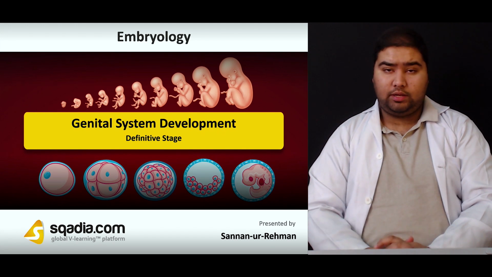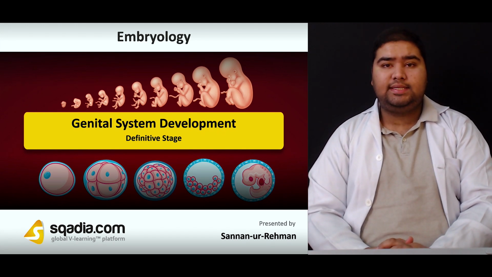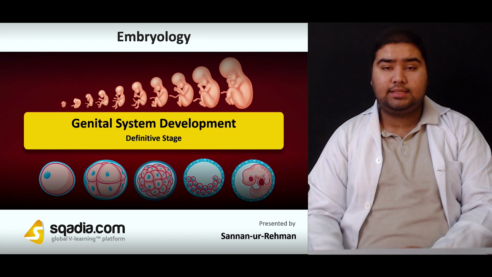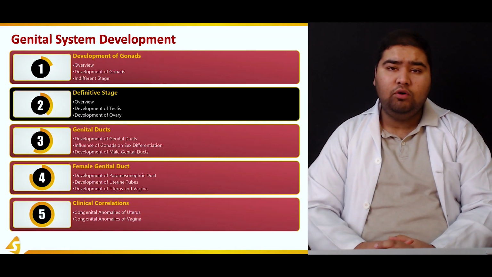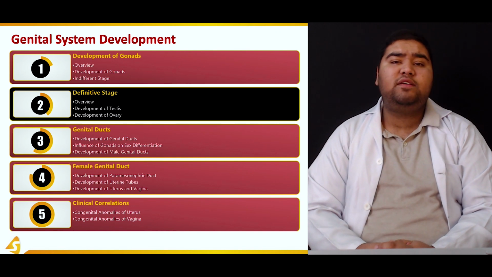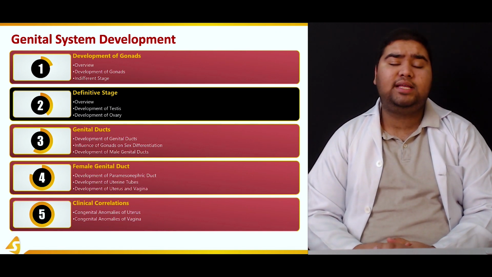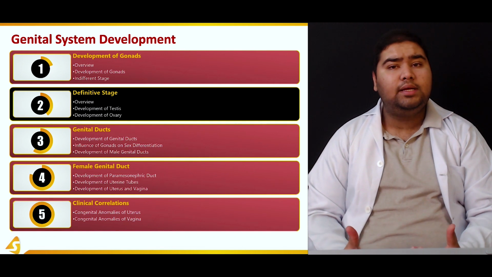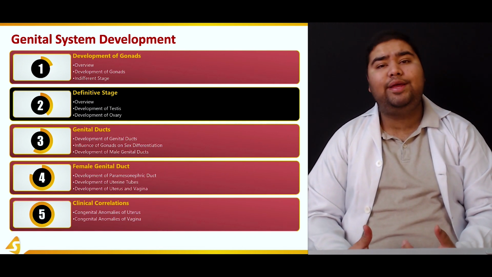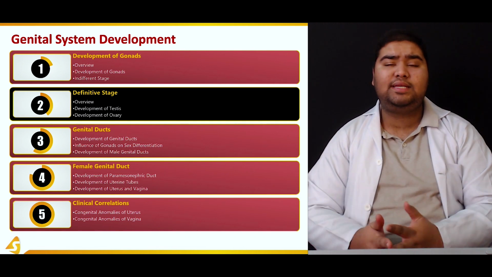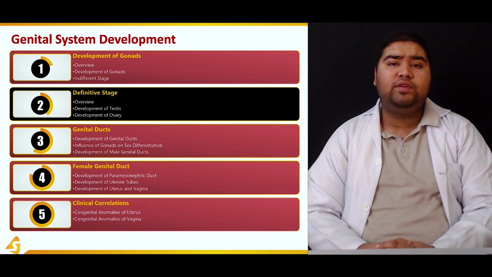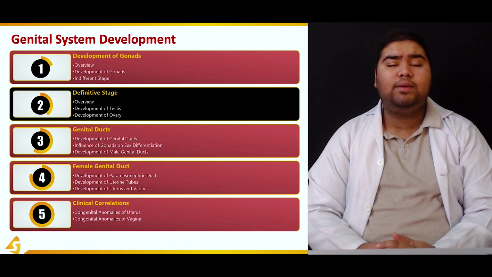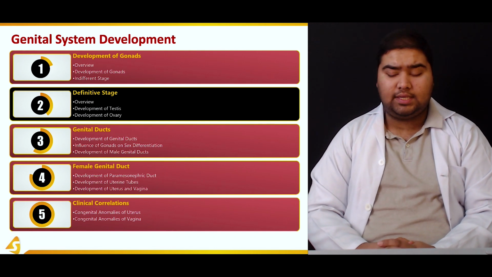Now we're talking about the definitive stage, which is the second part of this lecture. This definitive stage is further divided into an overview in which we'll discuss what the definitive stage actually is. Then we'll see how the testes is formed and how an ovary is formed. We'll see the basic differences in the development of the testes and the ovaries, and we'll also take a look at what similarities lie in the process.